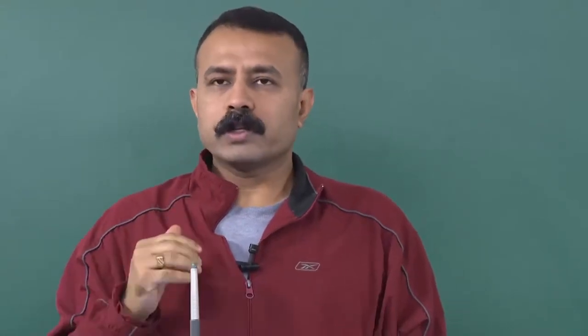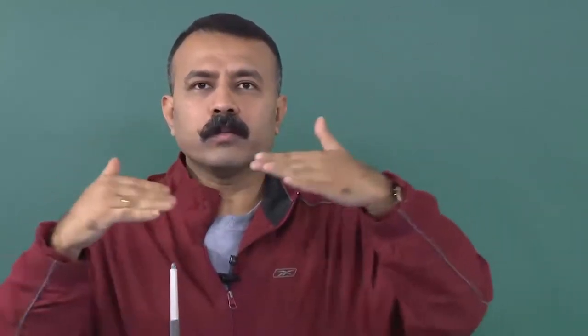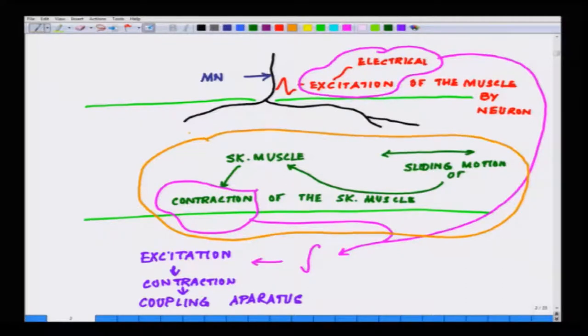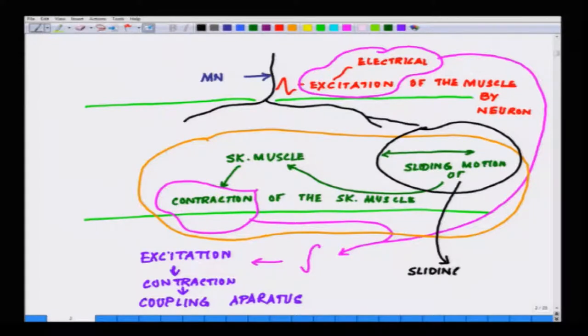Okay. So, what we will talk about first is the contraction process, the process by which the sliding motion of the muscle takes place. Coming back to the slide, first we will talk about this part of the story, and then we will come back to the upper part, the electrical excitation and how it reaches. In that context, we will talk first about the sliding motion of muscle, which is governed by the sliding filament theory.